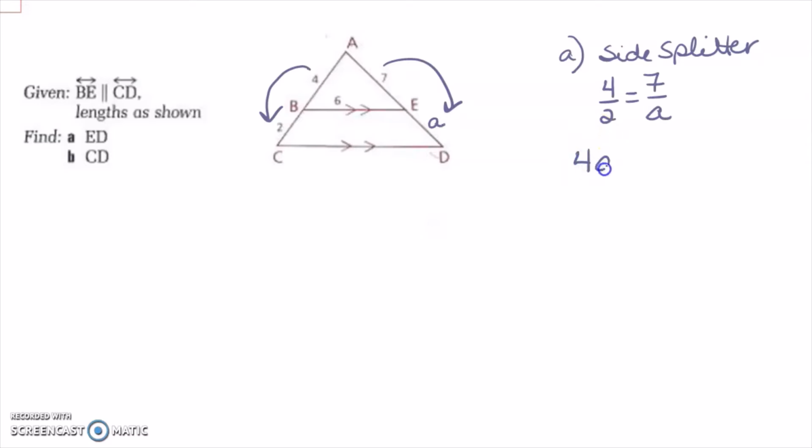So now I can say, through means extremes product, that 4A is equal to 2 times 7. So if I divide both sides by 4, I know that A is 3.5. Now, this is where it gets a little tricky and where students will often make a mistake.